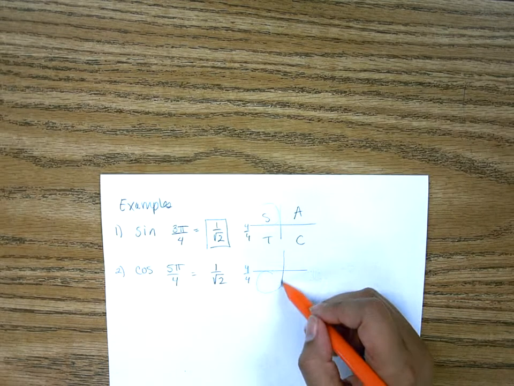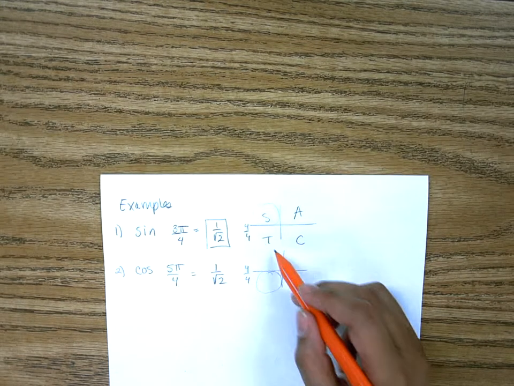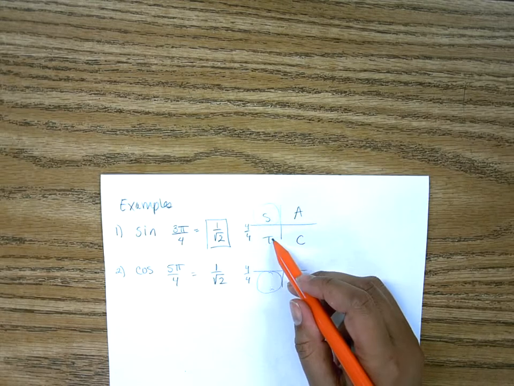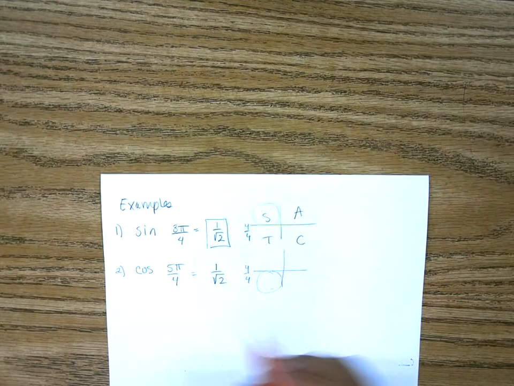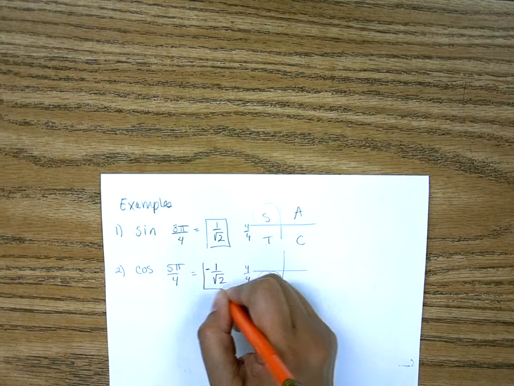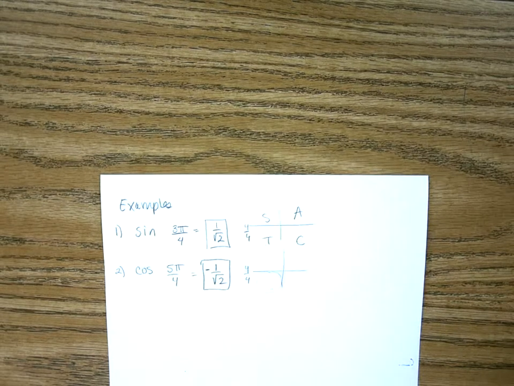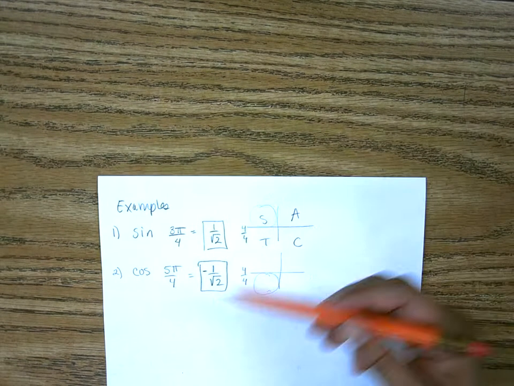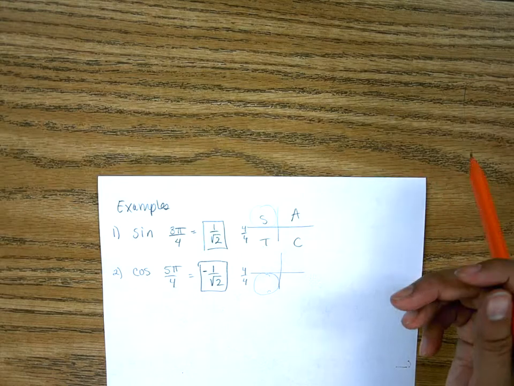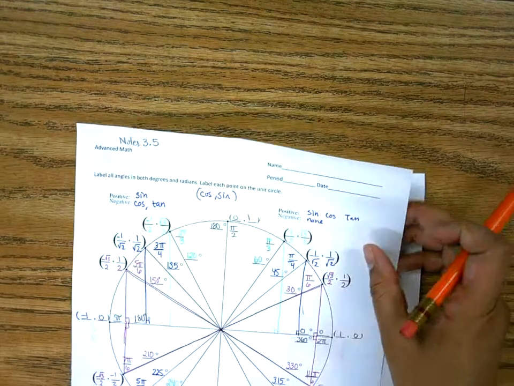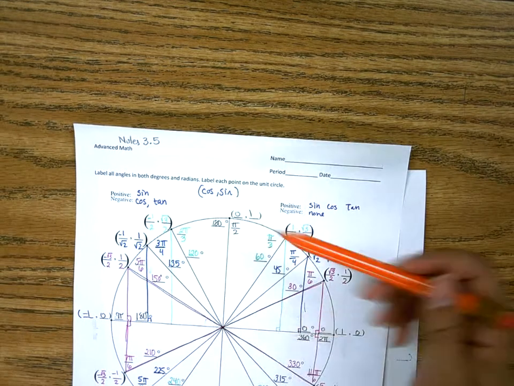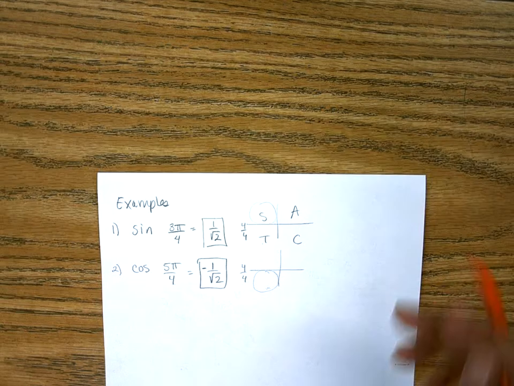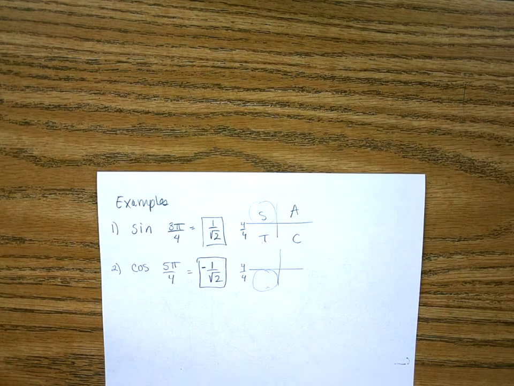Let's think of our quadrants. This is 4 over 4, so 5 over 4 is here. All students take calculus. In the third quadrant, only tangent is positive, which means this is negative. If you don't like doing it this way, you can use your unit circle. The only thing is it's going to slow you down if you're depending on this every single time.